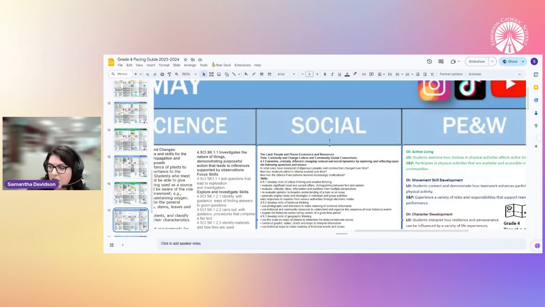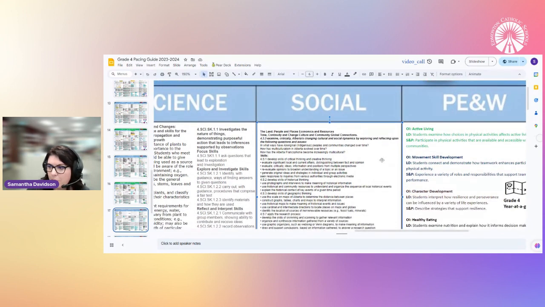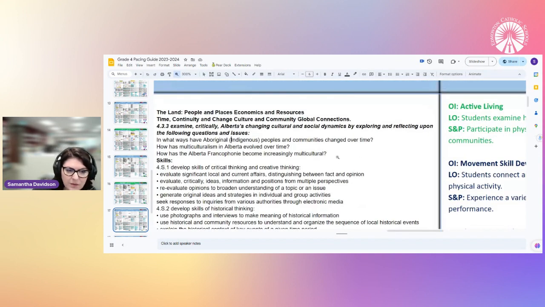So for the month of May, we are continuing to look at critically examining Alberta's changing culture and social dynamics, and looking at specific case studies within this. One thing, again, to mention: our curriculum is quite old, and anytime we see the term Aboriginal, we want to make sure we are using the term Indigenous, and educating our students on why we use the term Indigenous. Aboriginal implies ownership. So we want to make sure that we are honoring the term Indigenous when referring to the Indigenous peoples.